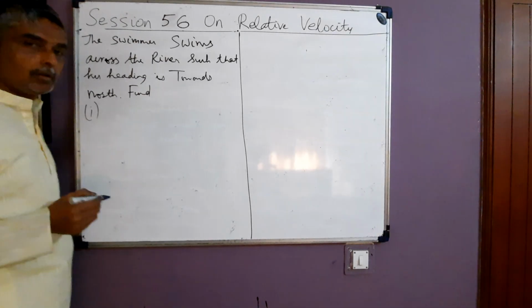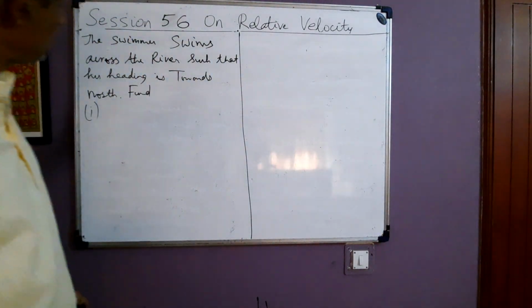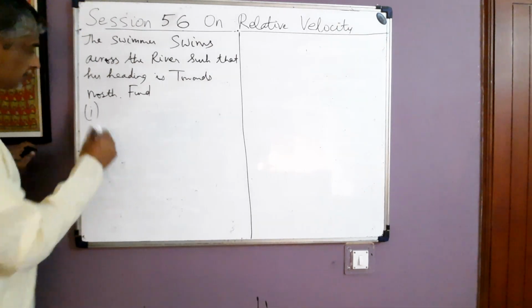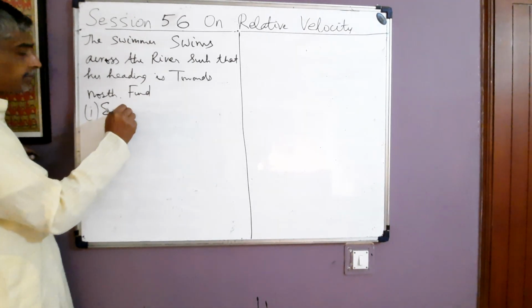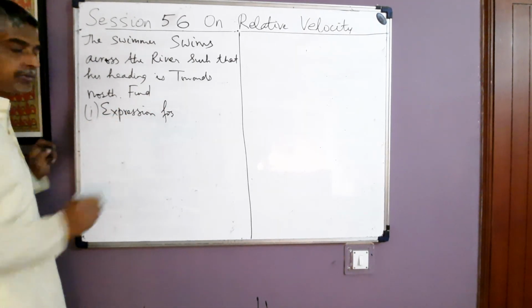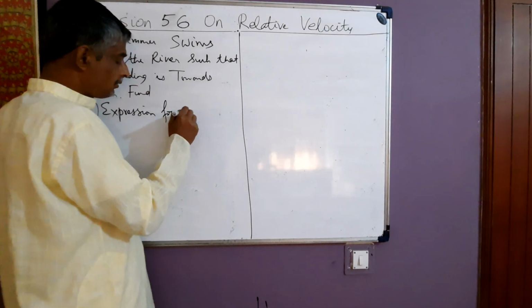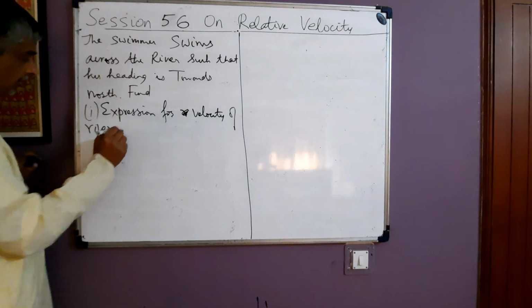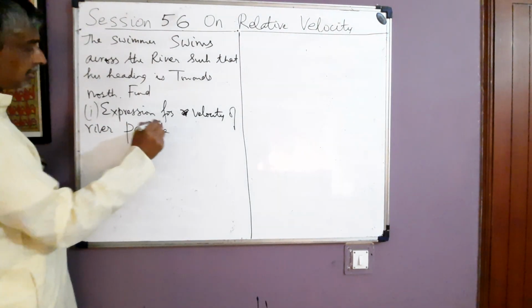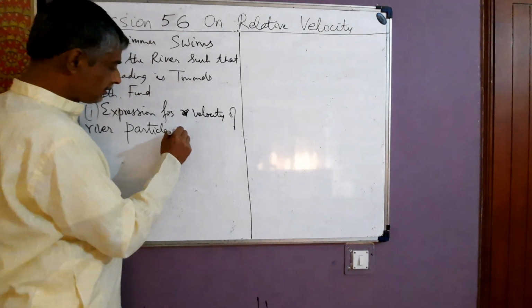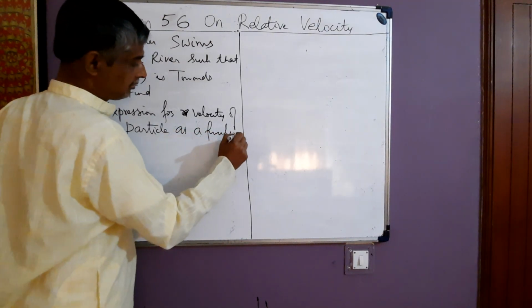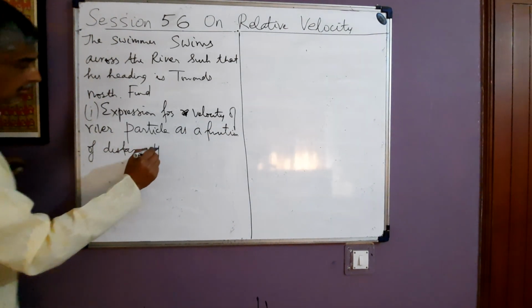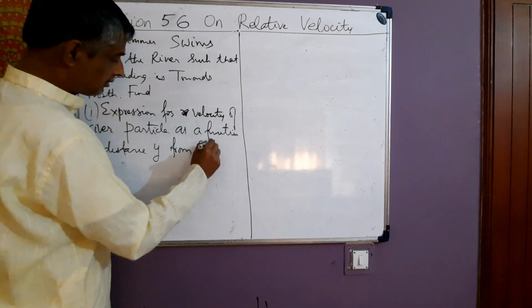Find first the expression for river flow velocity, the velocity of river particle, as a function of distance y from south bank.